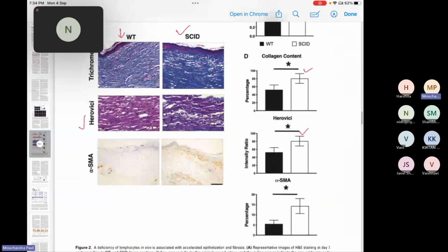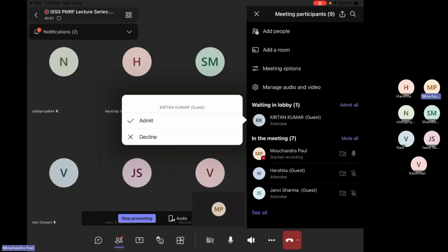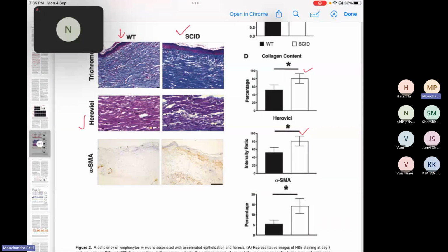So I was saying that they also observe the level of myofibroblasts, how many myofibroblast cells there are, because these cells are part muscle and part fibroblast, and due to the muscle nature of these cells, they can contract and bring the two edges of the wound closer. They help in wound contraction. In SCID mice, they saw that the myofibroblast level is high, whereas in wild type mice it is less.